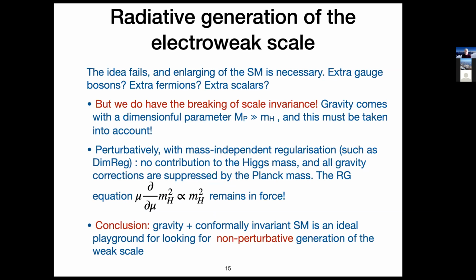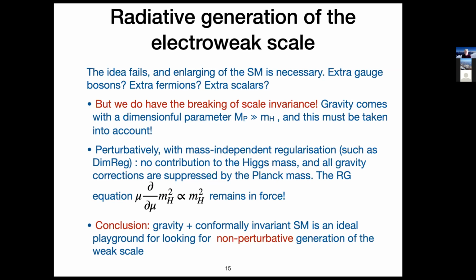However, all these modifications are missing a very essential point: any realistic theory must contain gravity. And gravity comes with a dimensionful parameter, the Planck scale, which is much, much greater than the Higgs mass. Therefore, gravity must be taken into account because it introduces an explicit breaking of conformal symmetry, explicit breaking of scale invariance, which was assumed previously.